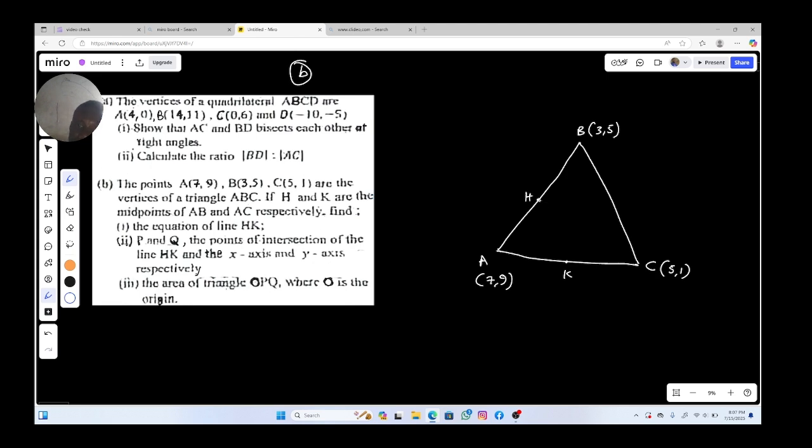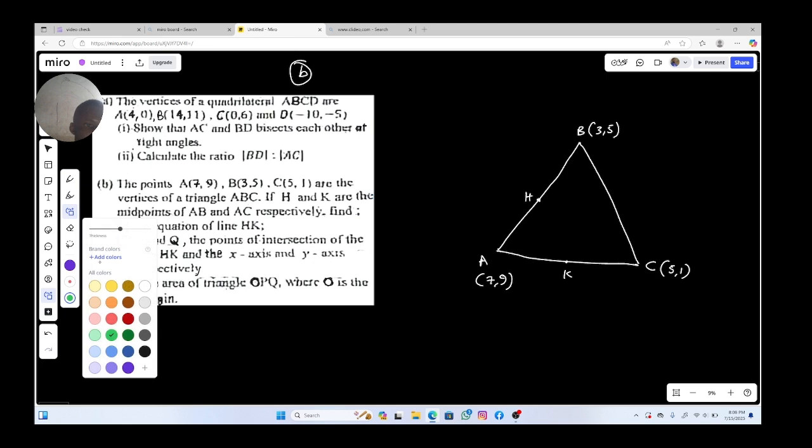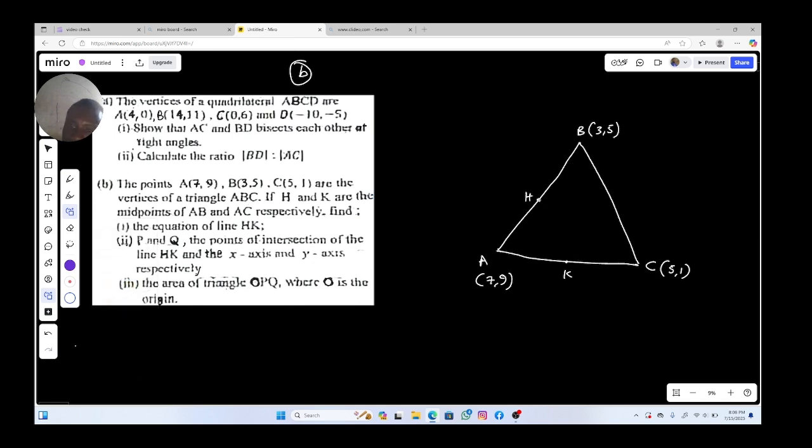So HK is a line. Let me try to draw that HK here. HK is a line. Let's draw this line here. So they say we should find that line HK. Okay, so let's go back to the board. Let's go back to our solving.